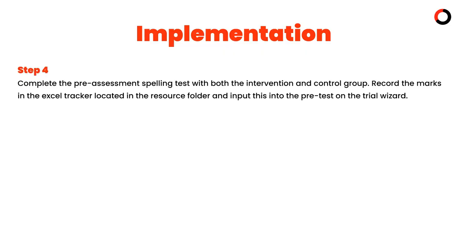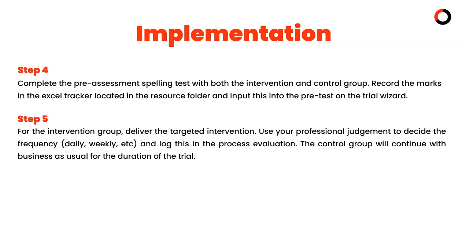Step 4. Complete the pre-assessment spelling test with both the intervention and control group. Record the marks in the Excel tracker located in the resource folder and input this into the pre-test on the trial wizard. For the intervention group, deliver the targeted intervention. You can use your professional judgment to decide the frequency, whether this will be daily or weekly, and log this in the process evaluation. Control group will continue with business as usual for the duration of the trial.